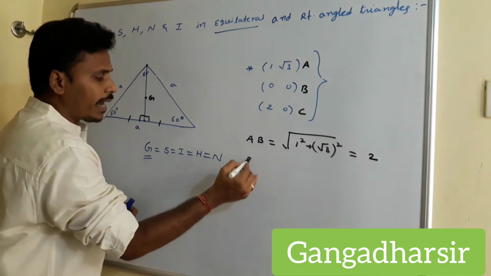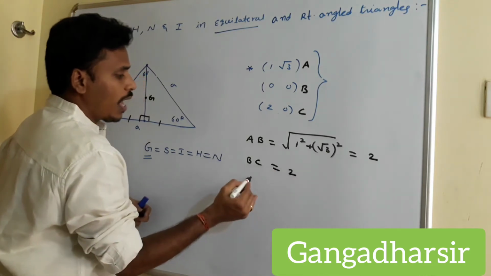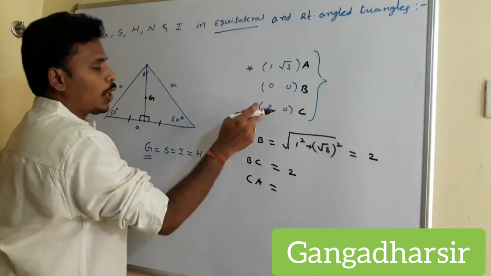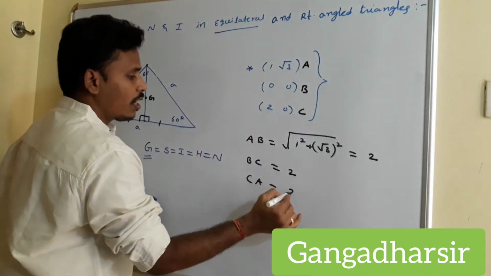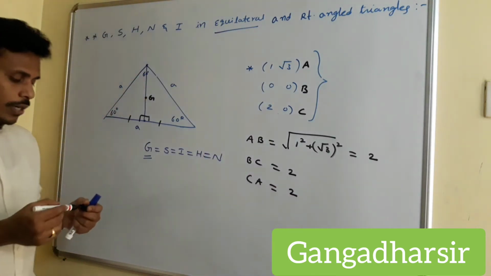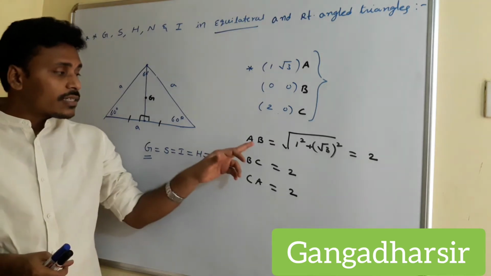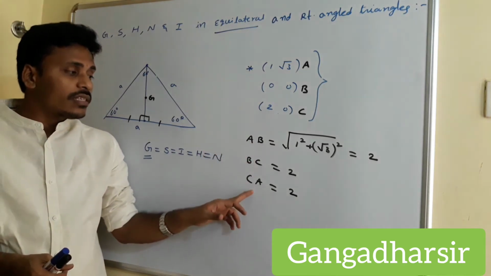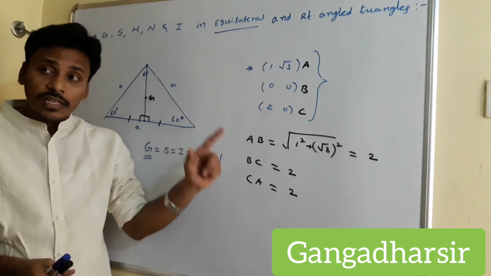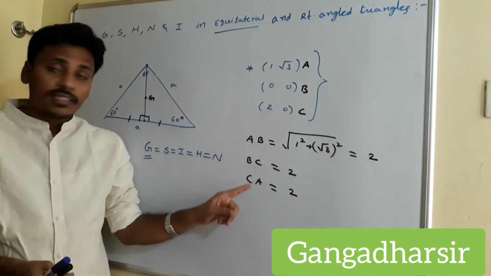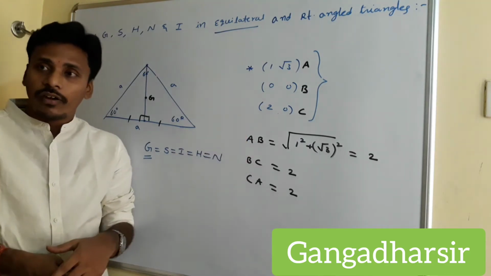And in a similar pattern, if you find BC, that BC length is also 2, as well as CA if you find. Check once. 2 minus 1 is 1, 0 minus root 3 is minus root 3, and if you check in the same pattern, you get that the CA length is also 2. That in turn represents that the three side lengths AB, BC, CA are the same for the triangle formed by these three vertices. Since these three lengths are the same, the triangle formed by these three vertices is nothing but an equilateral triangle.